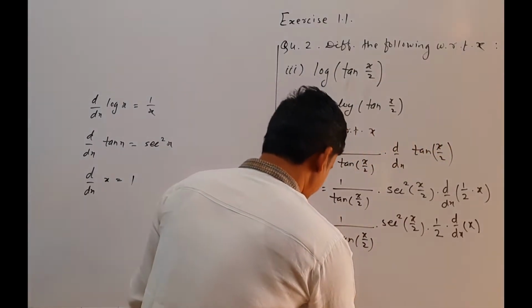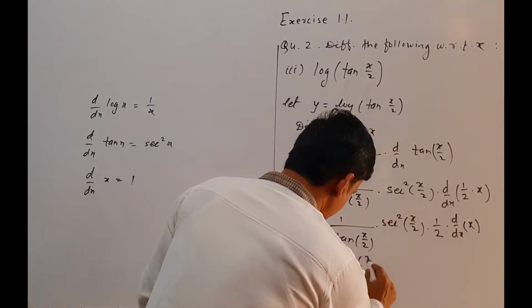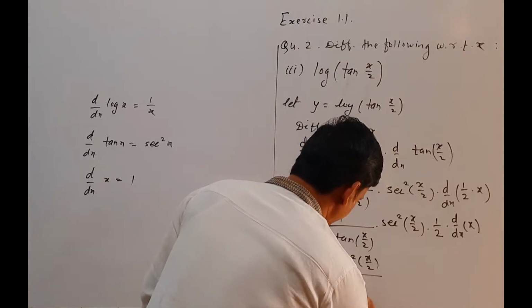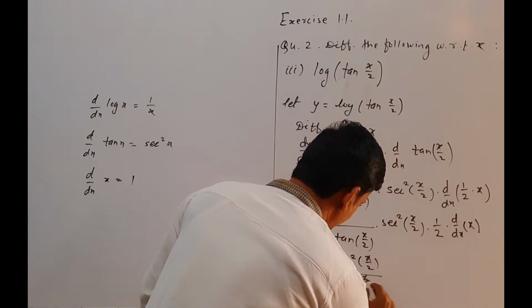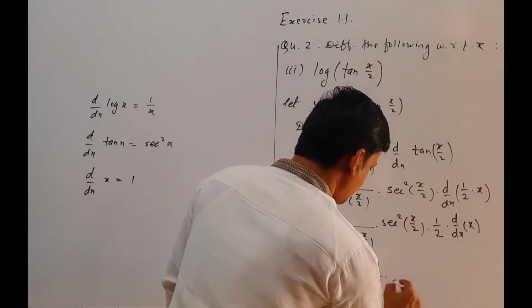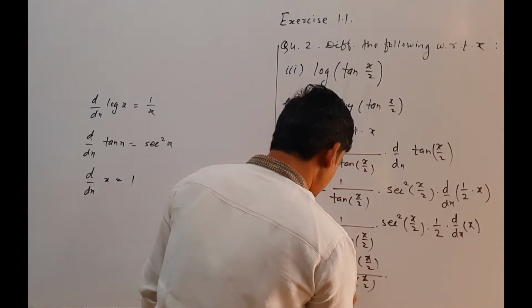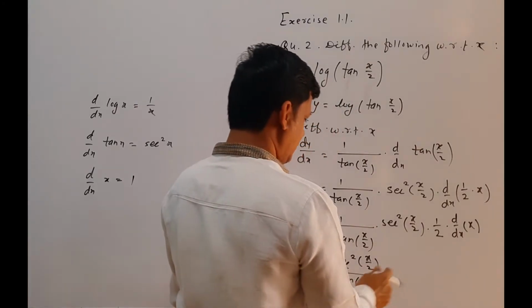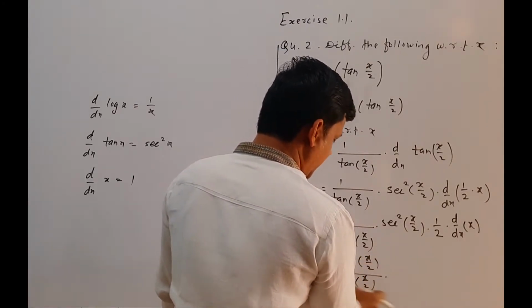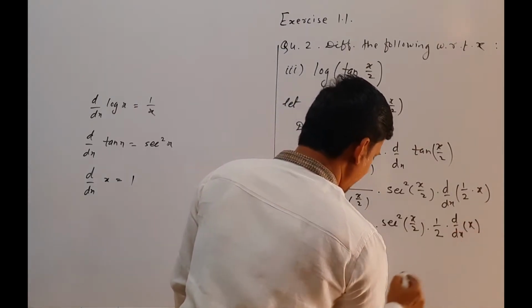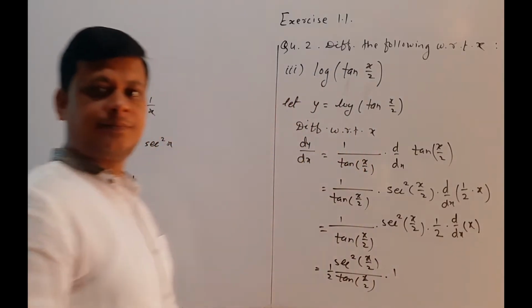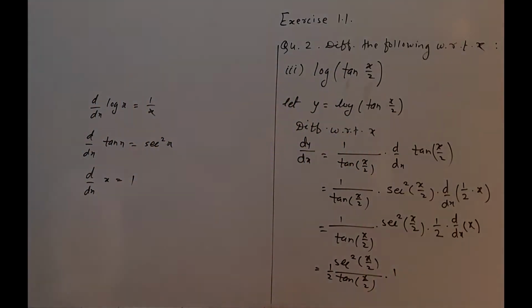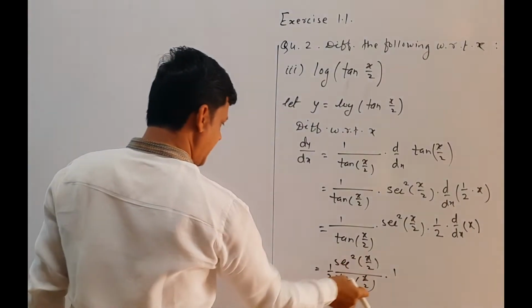So we write here sec square x by 2 upon tan x by 2 into, so we write this 1 by 2 in multiplication first. So 1 by 2 in bracket, sec square x by 2 upon tan x by 2, into the derivative of x, which is 1. Now you can simplify this.